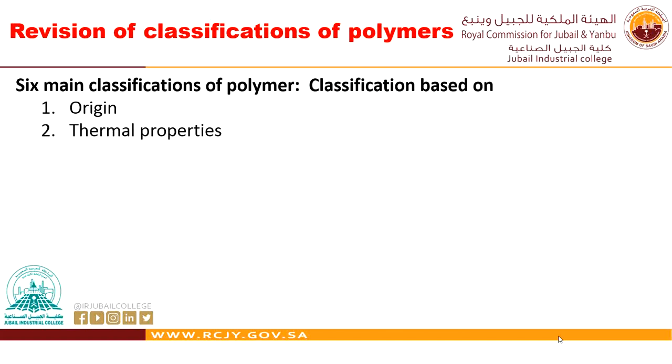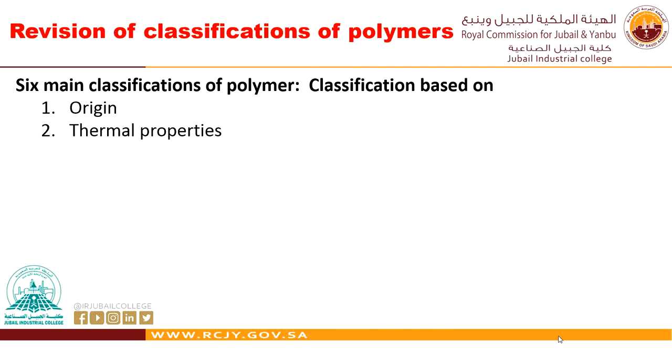The second classification is based on thermal behavior, that is the behavior of the polymer when heated. Under this classification, we have thermoplastics and thermosets. Thermoplastics are polymers that melt when heated. Just like a candle, when you heat a candle, it begins to melt. Any polymers that behave that way are called thermoplastics. Examples of thermoplastics include polyethylene, polypropylene, polystyrene, polyvinyl chloride, polyethylene terephthalate, nylon, etc.